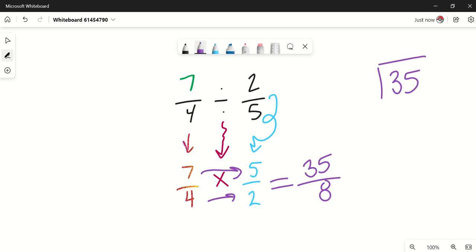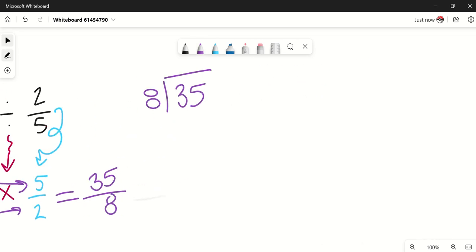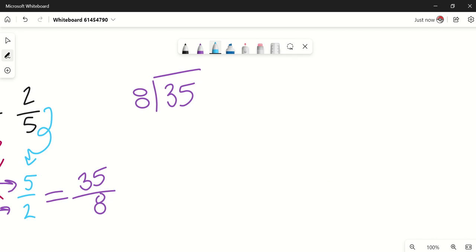And I am going to divide. Now, I've told you guys before, 8s are my worst. I struggle with 8s. I'm going to call in previous knowledge. I know that 8 times 3 is 24. And then I'm going to do my math.